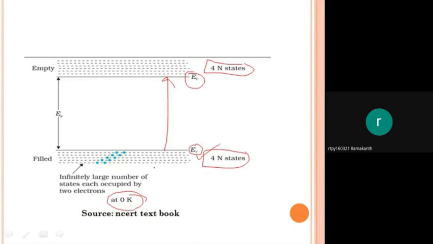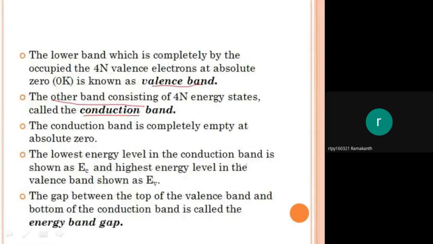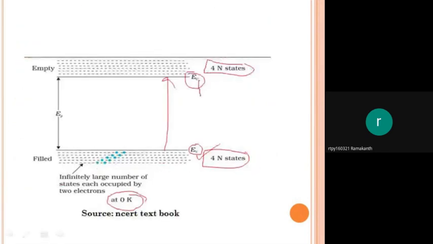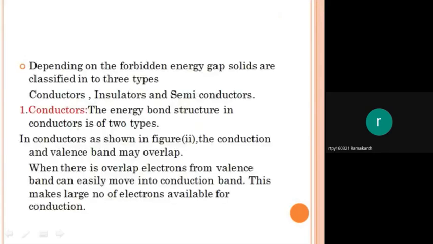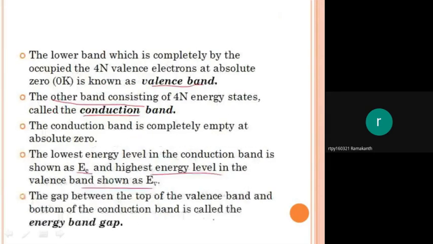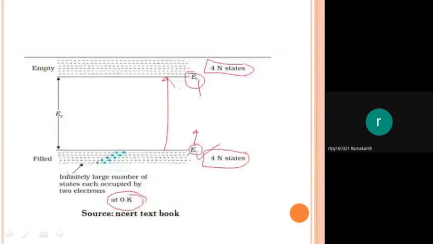Here, the lowest energy level in the conduction band is represented by EC, and the highest energy level in the valency band is known as EV. The distance between them is called the energy gap. The gap between the top of the valency band and the bottom of the conduction band is called the energy gap.